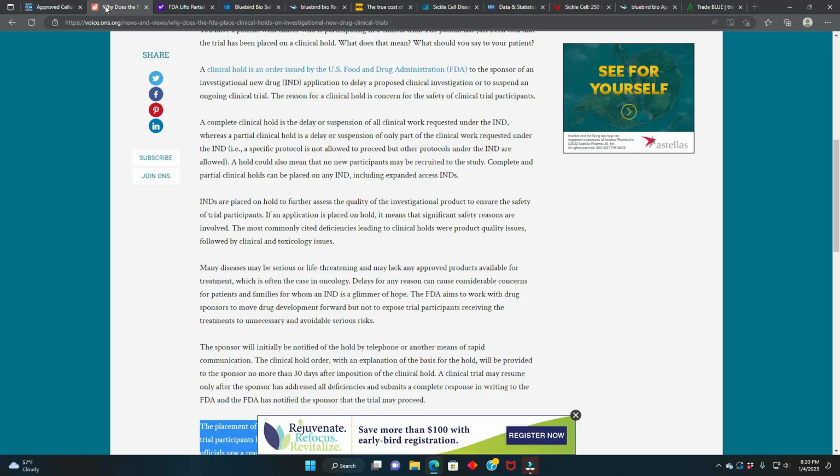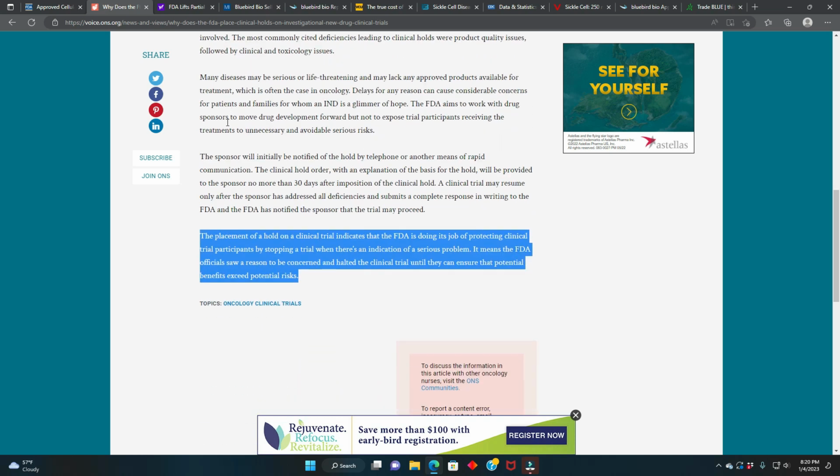So moving on, let's talk about the recent clinical hold release on their sickle cell, lovo-cel clinical trials for patients under 18. That was huge. To really understand how big that was, you have to first understand why the FDA would put a clinical hold on any part of a clinical trial.